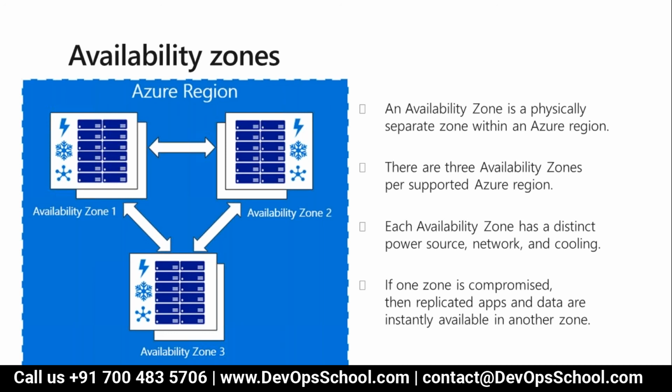Yes, we require network also. We require cooling also. Correct. Suppose I am going to select electricity for all the 3 availability zones, and I select only one source of power, like Tata Power or Reliance, any organization XYZ. If I select the same organization for all the 3 availability zones, then what will happen?